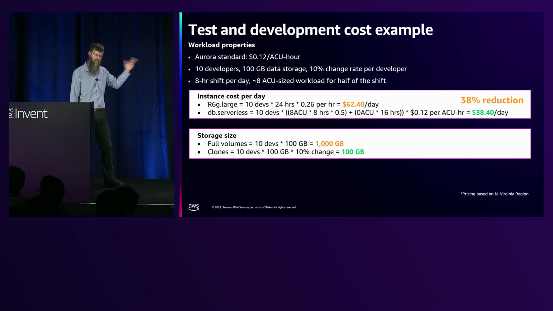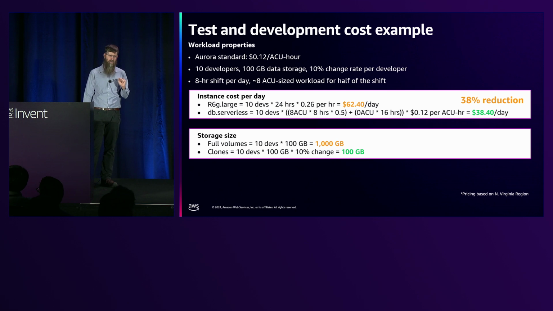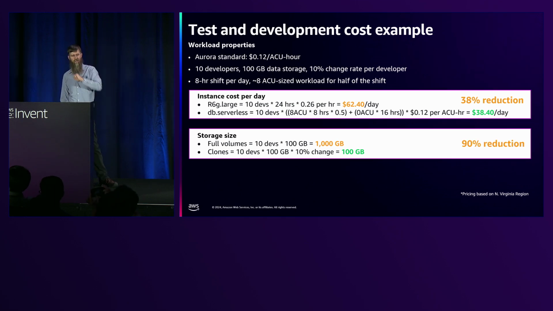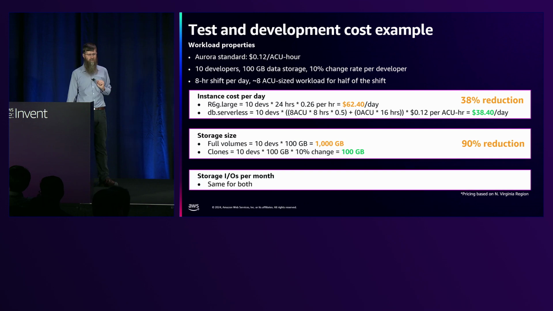Now we go back to the clones thing. We remember that. We're talking about if we did it with full volume copies, we'd end up with 1,000 gigabytes. And if we did it with clones, that'd be 100 gigabytes, because we're just paying for that rate of change. That's a 90% reduction there too. And the IOs are the same for both, so we don't consider it.